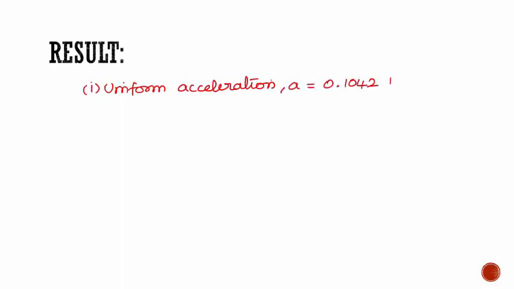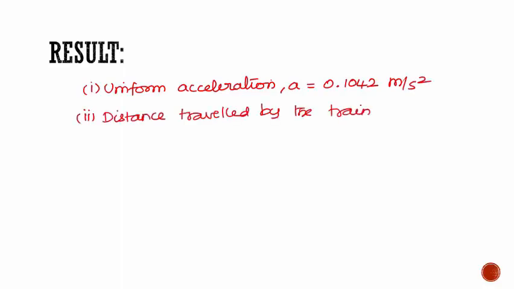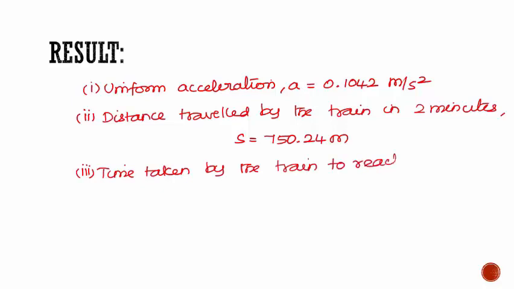The uniform acceleration of the train, a, is equal to 0.1042 meter per second square. The distance travelled by the train in 2 minutes of time, s, is equal to 750.24 meter. The time taken by the train to reach 36 km per hour velocity is 95.9693 seconds.